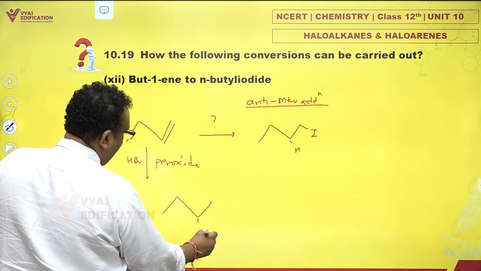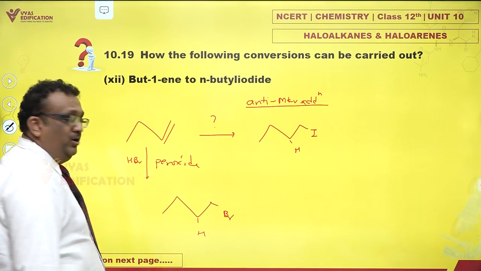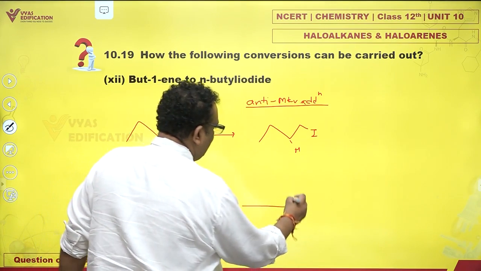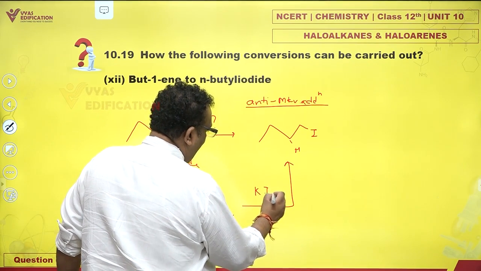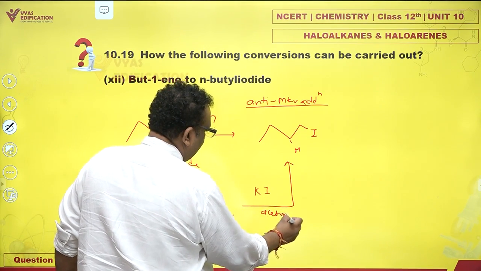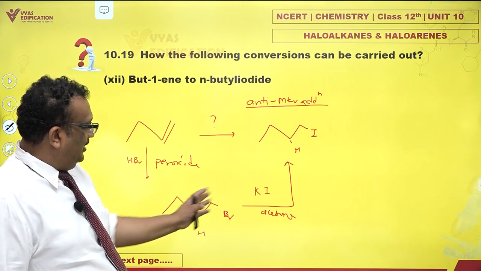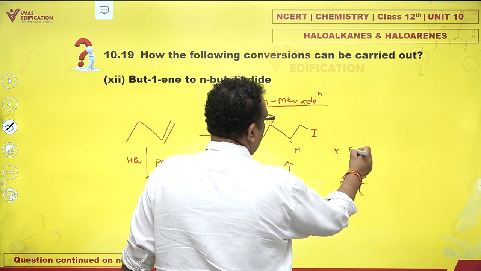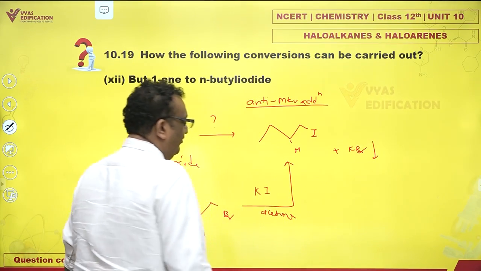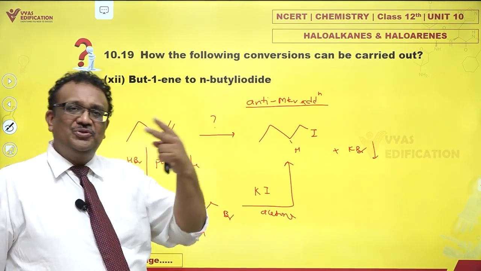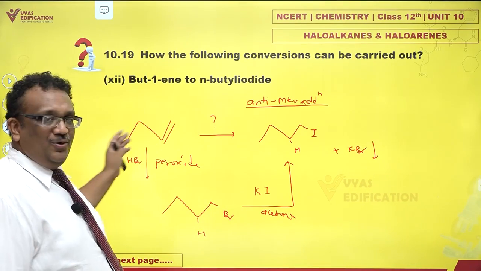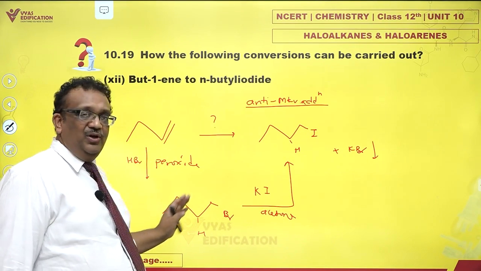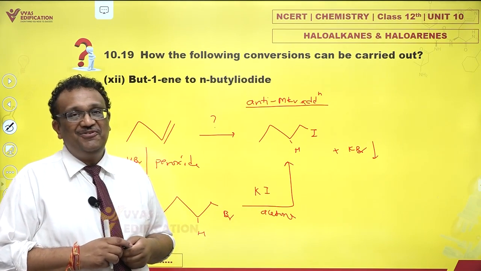Radical mechanism, I get H, I get Br. But I don't need Br, I need I. Okay, take it easy. Finkelstein's reaction. Add KI in acetone. SN2 attack. I minus moves in, KBr gets precipitated out from acetone. I get these 2 steps. First is peroxide effect, HBr addition, anti-Markovnikov, followed by Finkelstein's reaction.